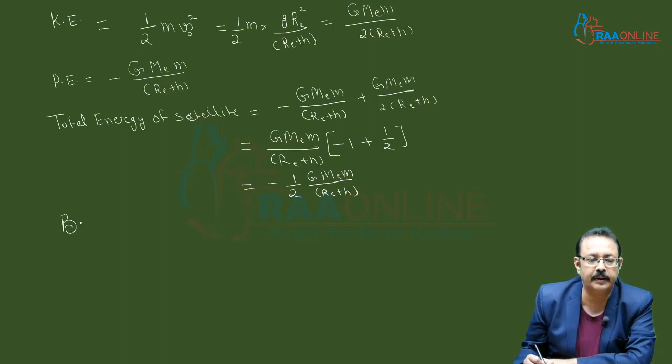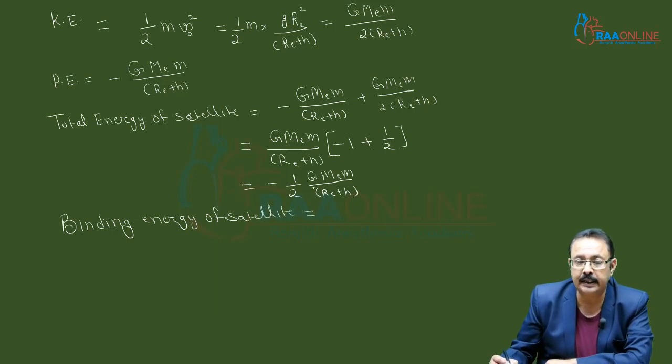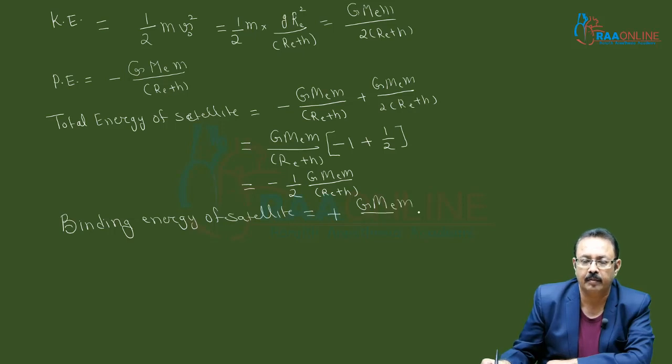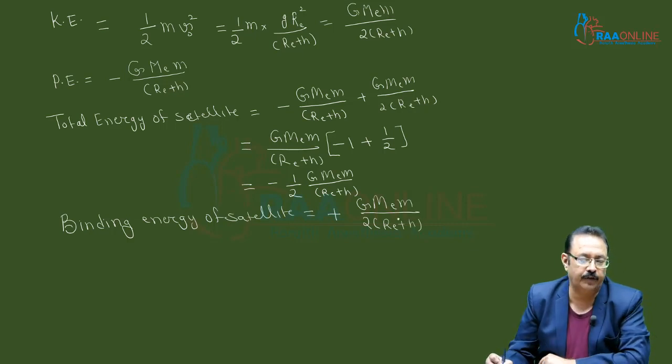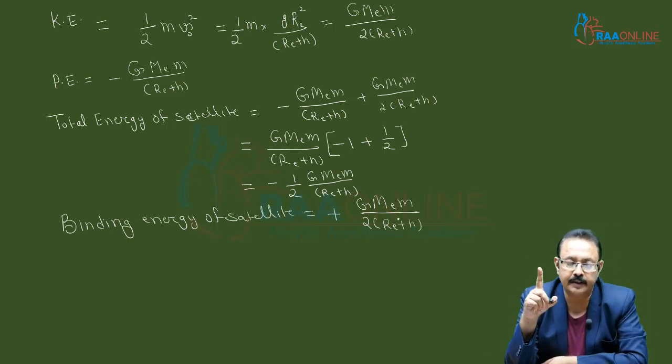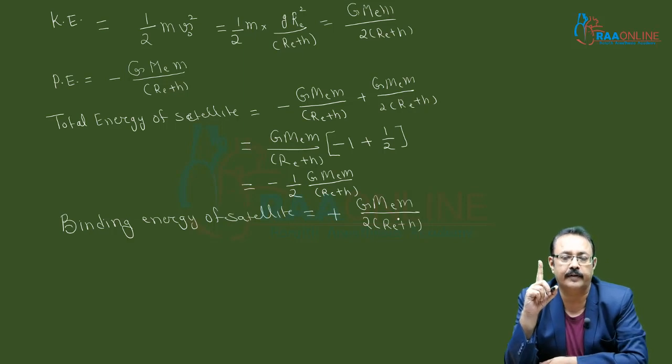So if in exam they are asking about binding energy of satellite, what we have to write? This energy it needs. So we are putting plus sign GMEM by 2 into RE plus H. It is the binding energy of satellite. If it will get this energy, only then it can leave the earth's surface.